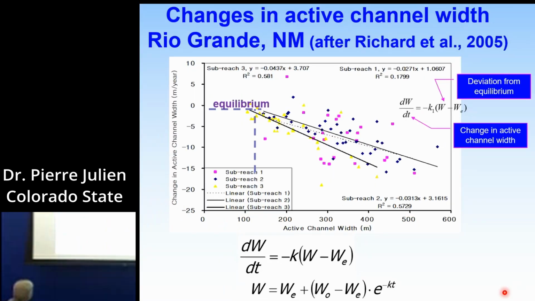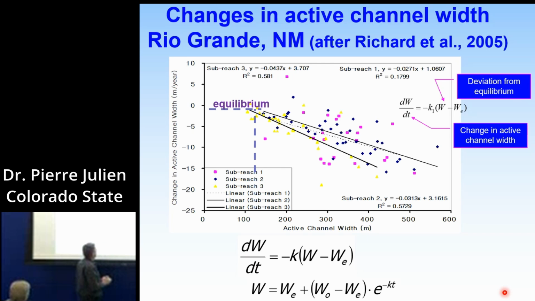With Gilles Richard, we look at a model. We have an equilibrium width, and then our river is really wide, so it wants to go towards equilibrium. So we hypothesize that the change is proportional to the difference between where it is and where it wants to be. So if there's a big difference, then it will adjust quickly. And if it's very close, then it will take some time to adjust.